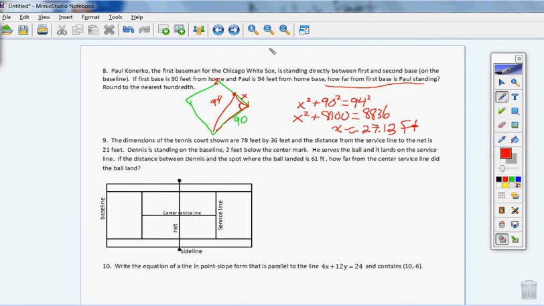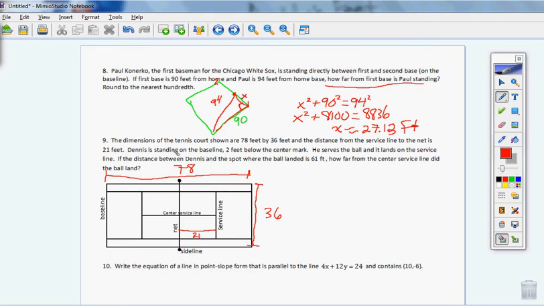All right, so this next one I'm really going to blow up here. Hopefully you can read through it a few times and understand the data here. Before I blow it up, we'll talk some dimensions. This right here is 36 feet. And then the length down here would be 78. So 78 feet by 36. The service line to the net is 21. So here's the service line to the net. This distance right here to here is actually 21 feet.